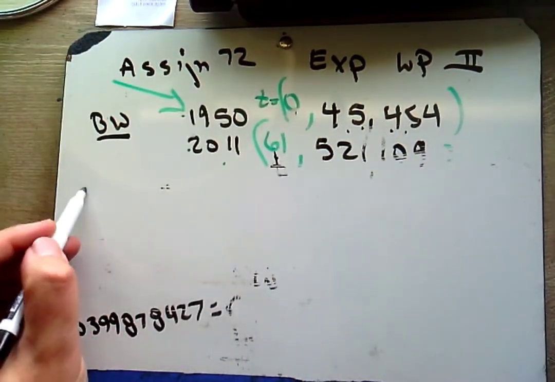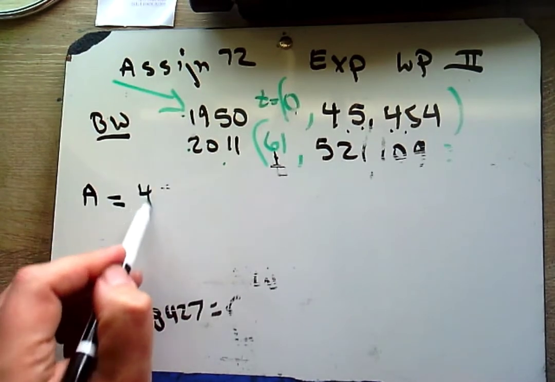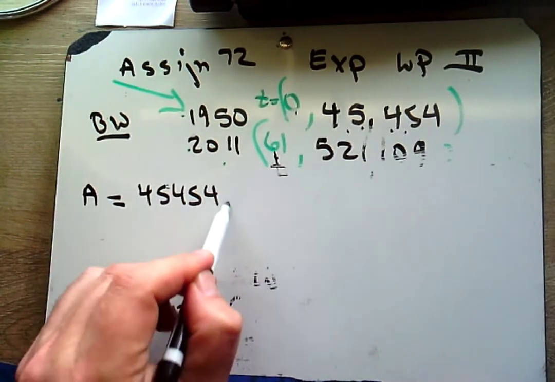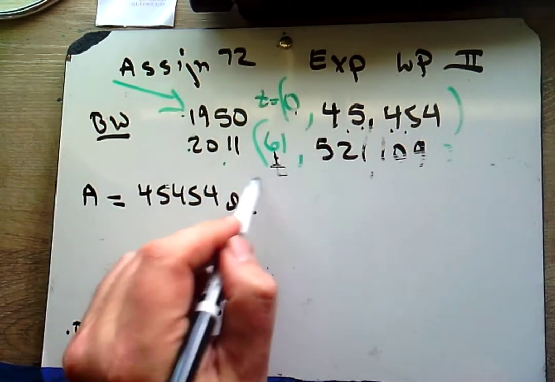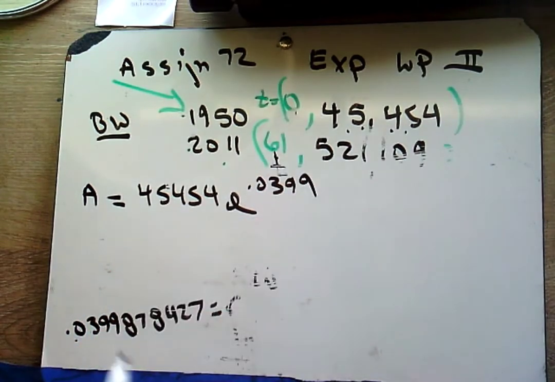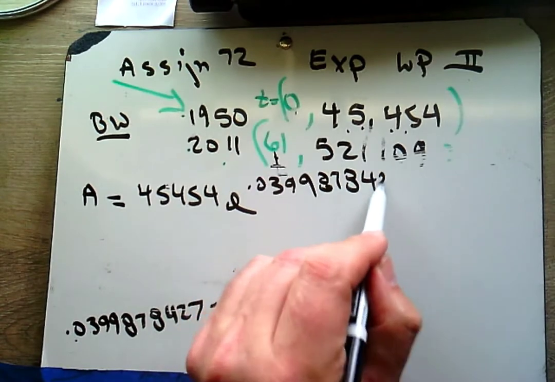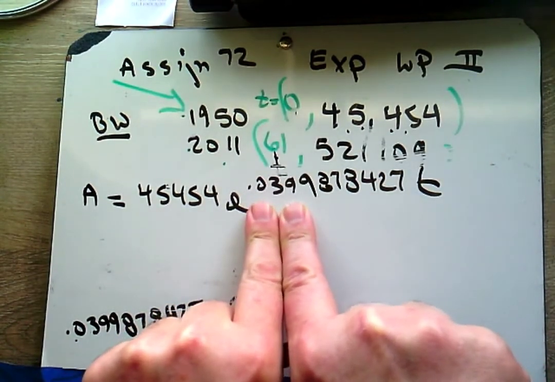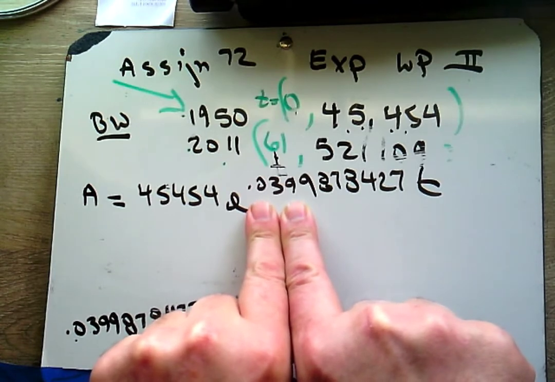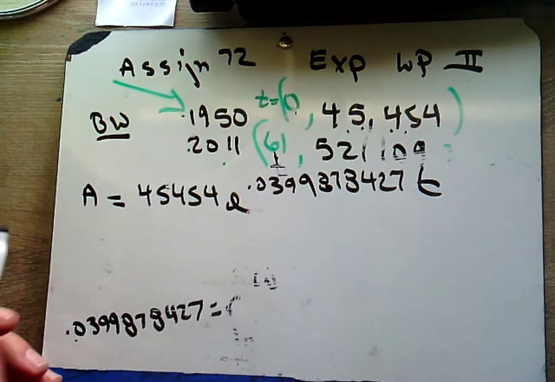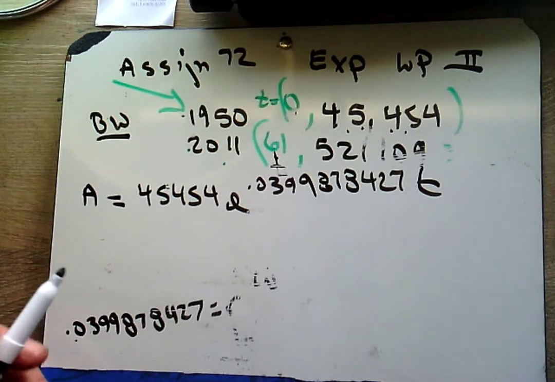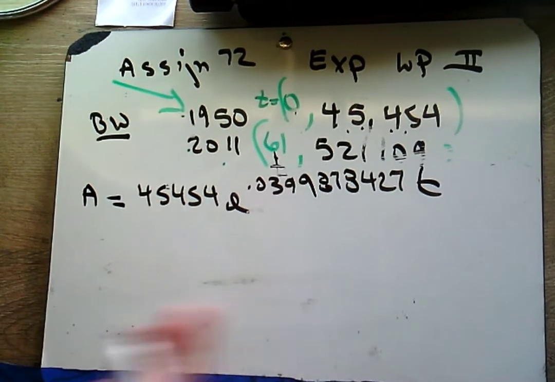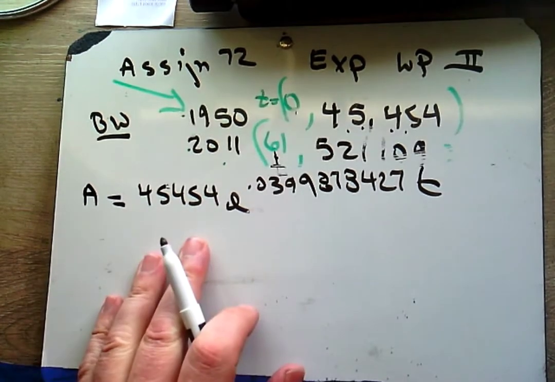So I'm going to have A equals 45454 e to the 0.0399878427t. I can see that my population is growing about 4% per year across those 61 years. And that's pretty good. It's a robust growth rate. Okay, so now can we answer the questions?